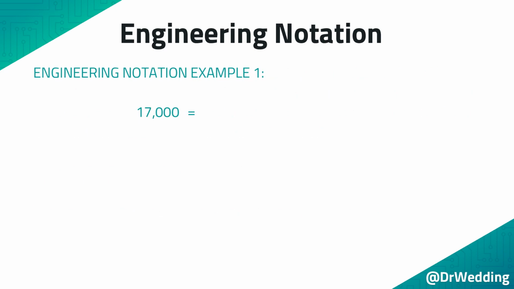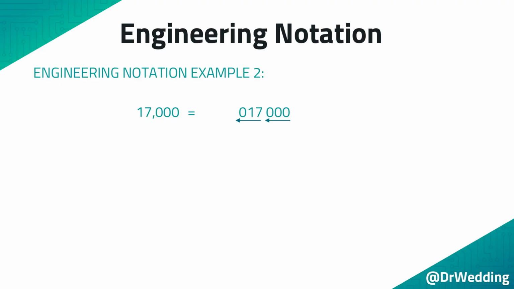Assume you have the number 17,000 and you want to convert it to engineering notation. We can only move the decimal point in groups of 3. So let's start off easy and move the decimal point 3 places to the left. This leaves us with 17. 17 is smaller than 17,000, so we need to multiply by 10 3 times to make it equal to the original number. So one way to represent this value in engineering notation is 17 times 10 to the third power.